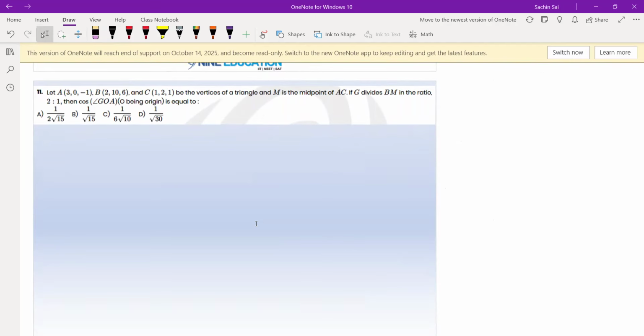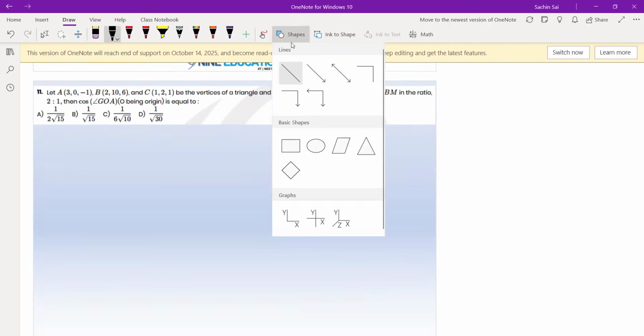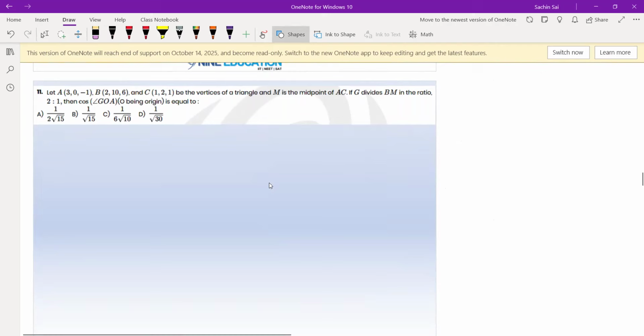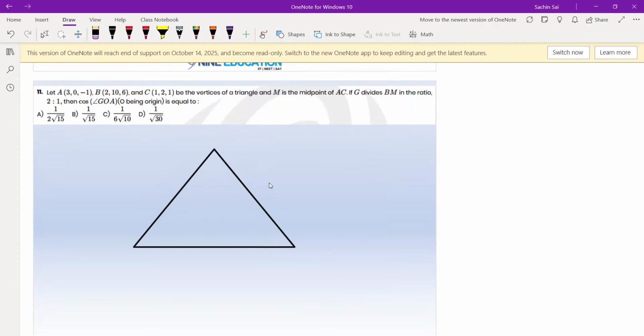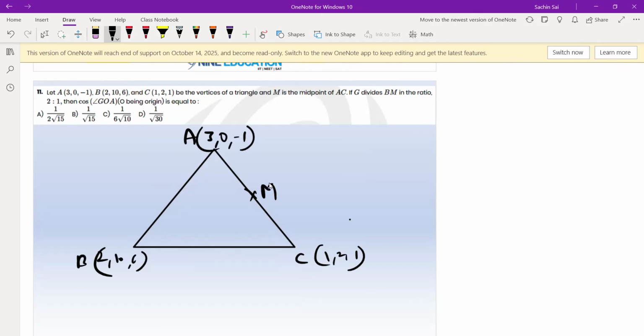Question 11 is rather simple. It's an application of the section formula and then the dot product. So you have three vertices of a triangle. Let us take some random triangle, not assuming that it has any special properties, but you have A, and then you have B, and then you have C. M is the midpoint of AC and G divides BM in the ratio 2:1. So indirectly, you are being asked to find the centroid of the triangle, right?